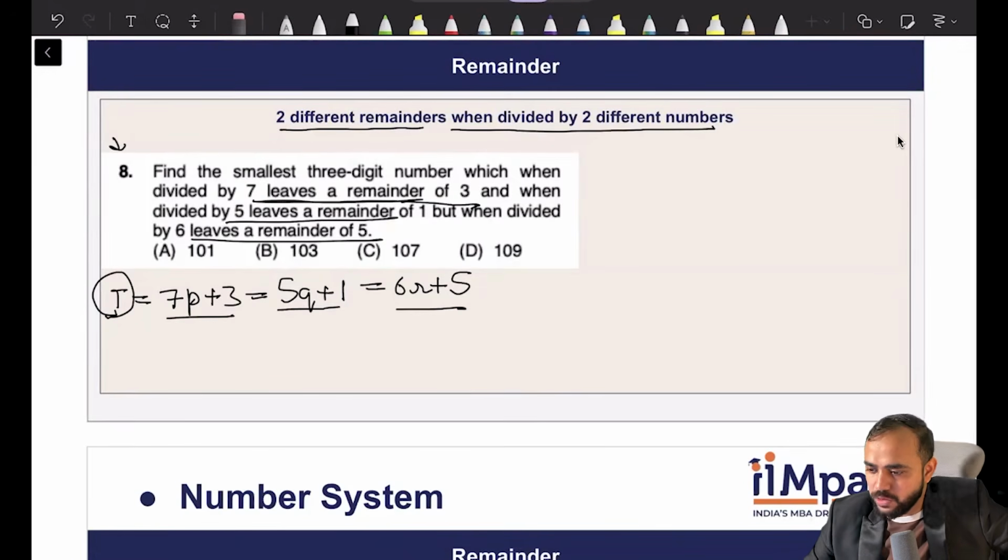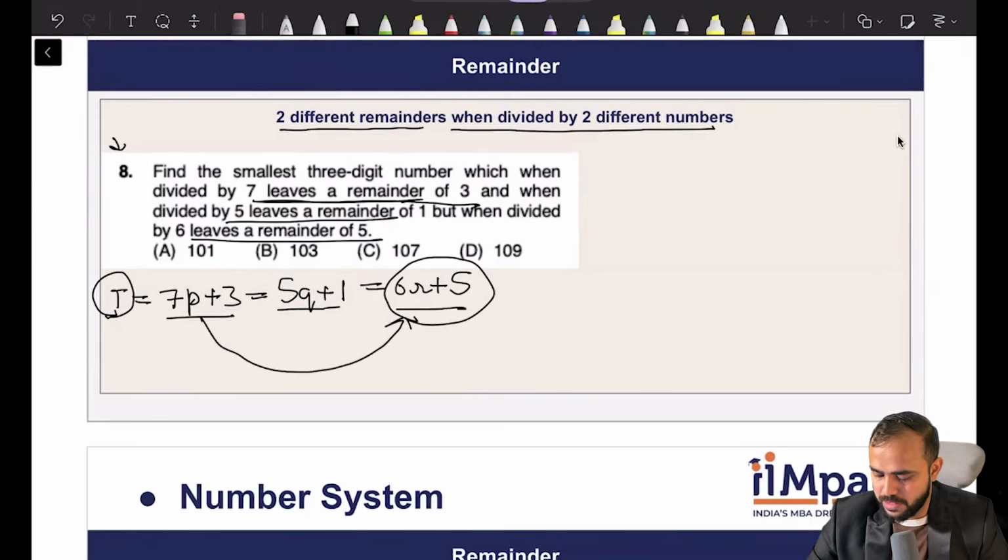So then I will do this. I will pick one of those randomly. Let's say I take 6r plus 5. And first I will equate this to this. I will get 7p plus 3 is equal to 6r plus 5, which will give me p is equal to 6r plus 2 divided by 7.